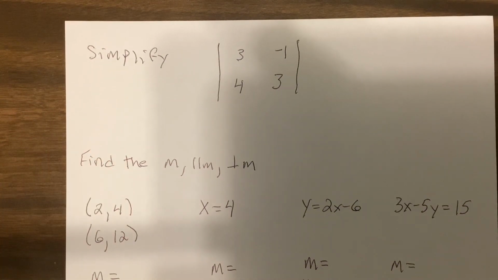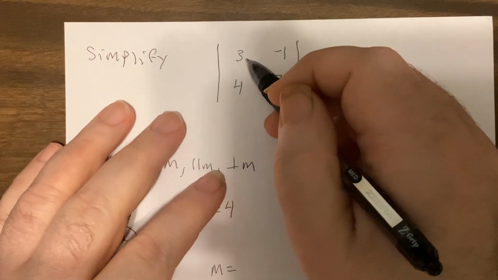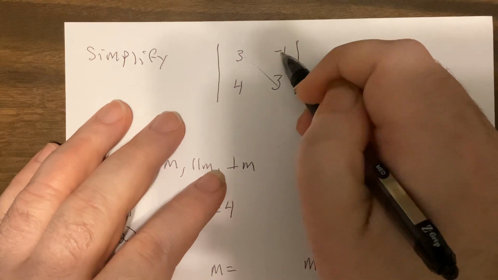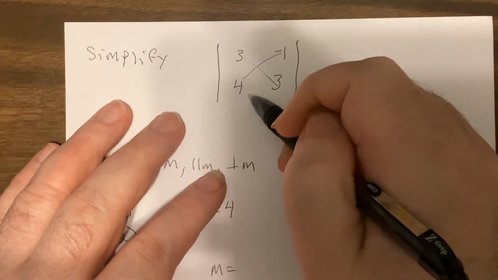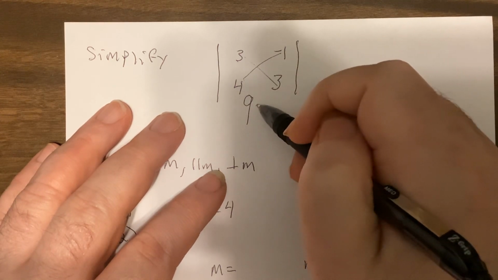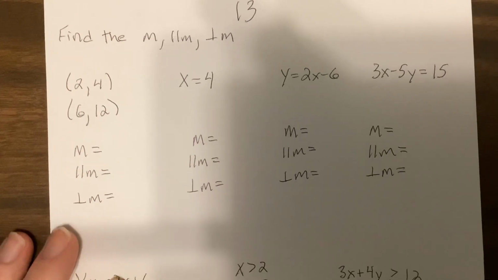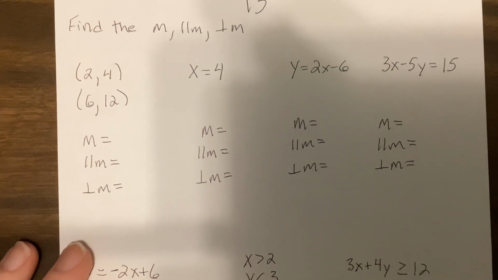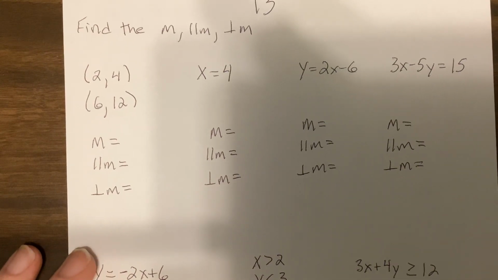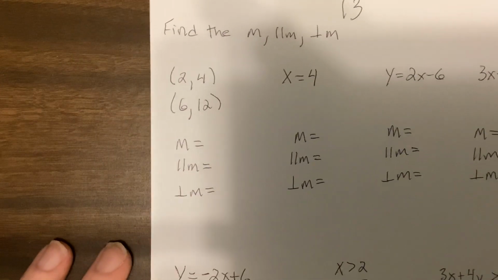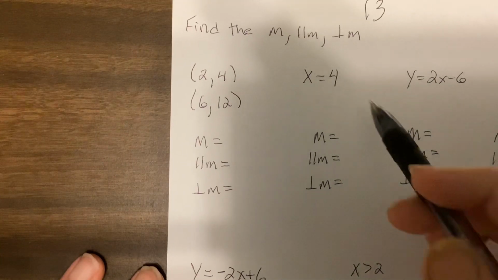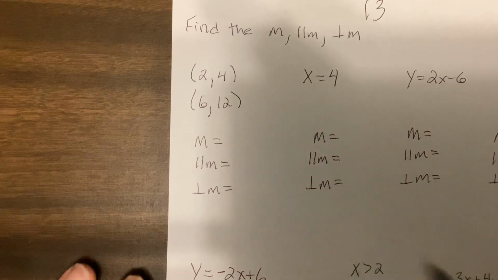Determinant. So remember, determinant, you just go diagonal minus diagonal. So it'd be 9 minus a negative 4. So it'd be 13. Oh, that was a free one. Now we have find the slope, parallel slope, and perpendicular slope. So I want you to do the first 2 and then turn me back on.